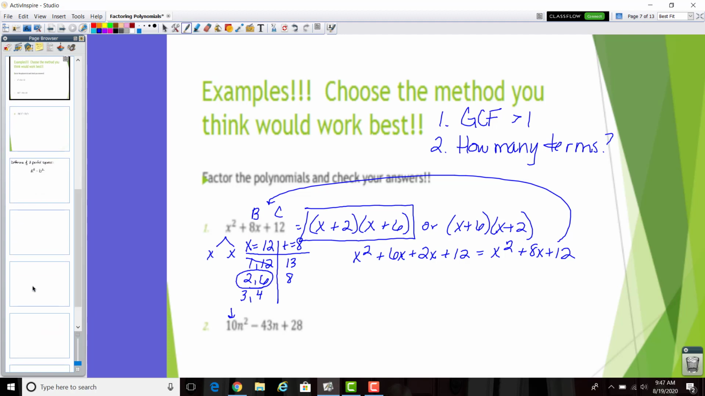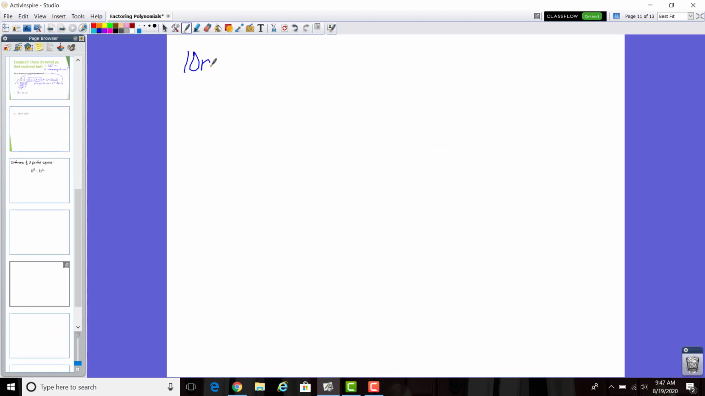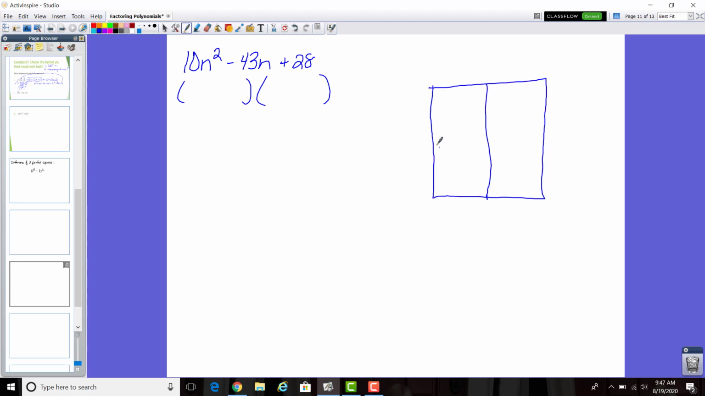Okay, I'm going to come down here and rewrite this so I have a little bit more room. 10n squared minus 43n plus 28. So if this factors, it'll factor into two binomials. I can't take a GCF out. So I'm going to make my 4 squared box over here. Your first term goes here. Your last term goes here. And then remember, we are going to multiply a and c. So a is 10, c is 28. So that gives me a product of 280, and it is positive.